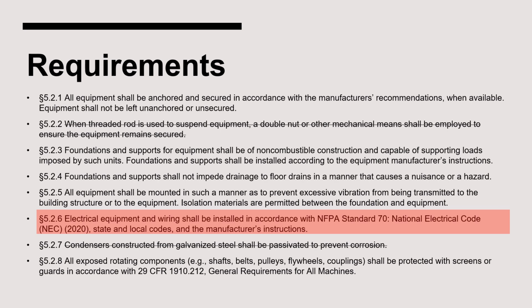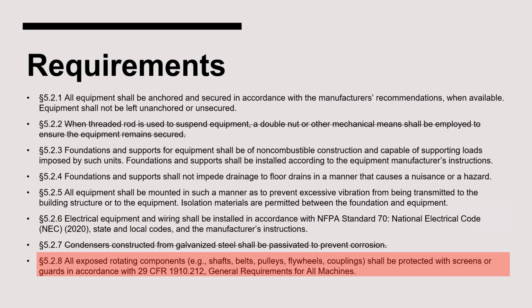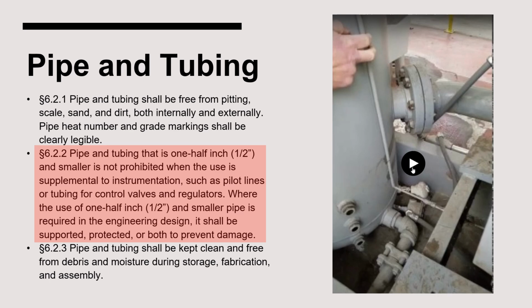Electrical equipment must conform to the National Electric Code, and all exposed rotating components shall be guarded appropriately. Tubing smaller than 1/2 inch must be supported, protected, or both to prevent damage. This video is an example of compressor tubing that is not well supported.